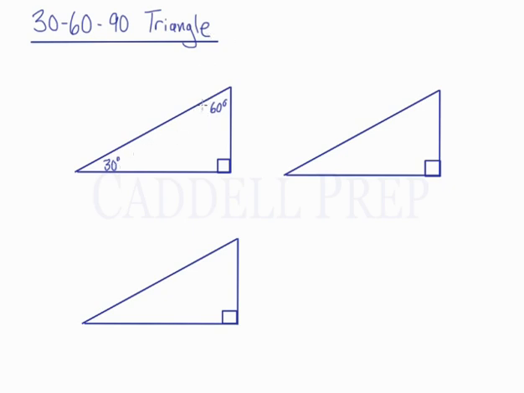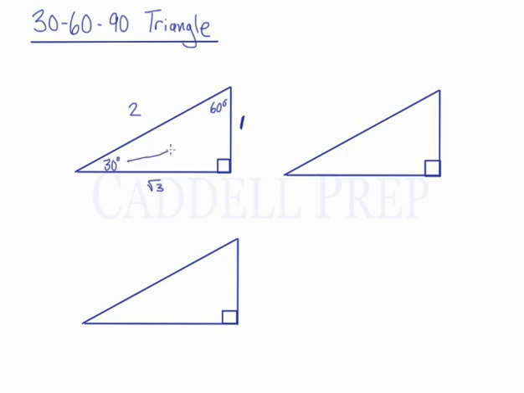An example of a 30, 60, 90 triangle would be to have one side whose leg is 1, a hypotenuse of 2, and another leg of radical 3. You could plug these into the Pythagorean theorem and you'll see that it works. 1 squared plus the square root of 3 squared would end up equaling 2 squared.